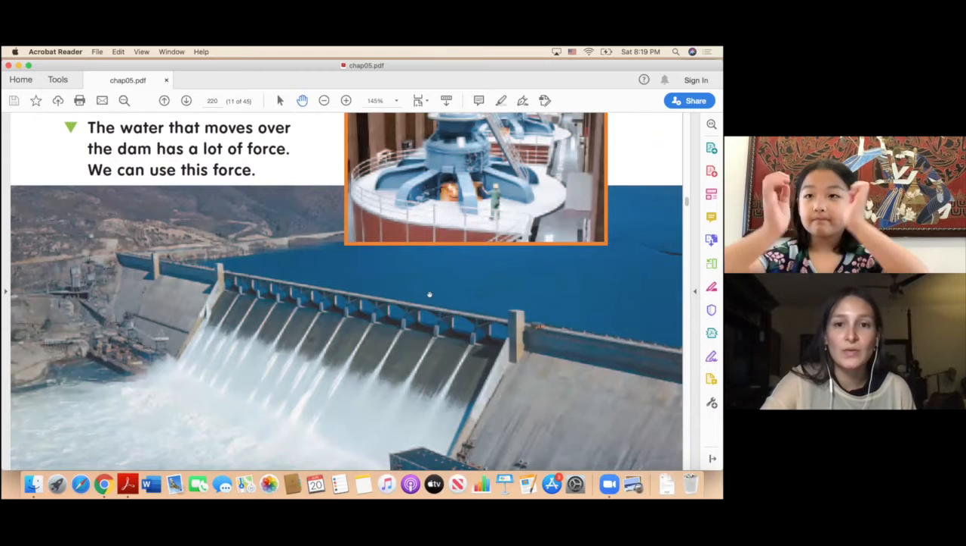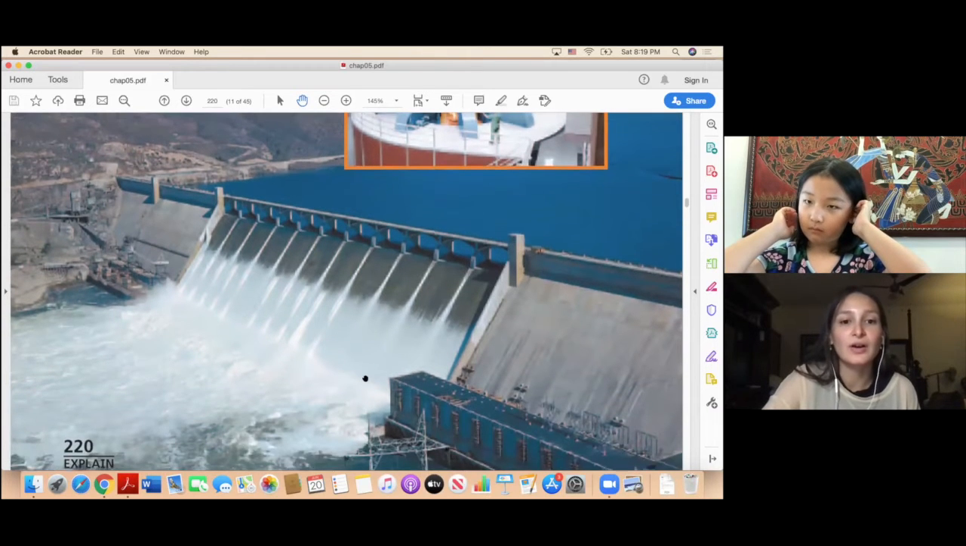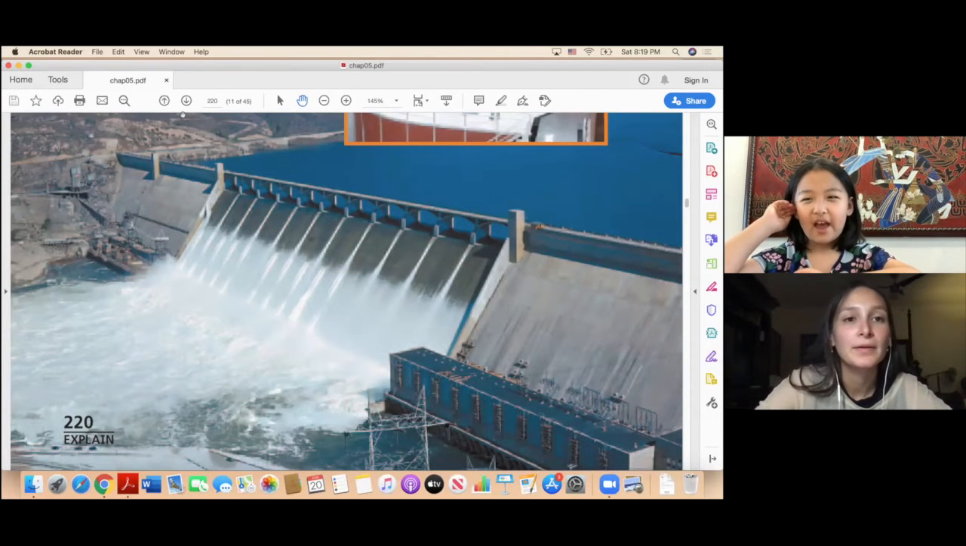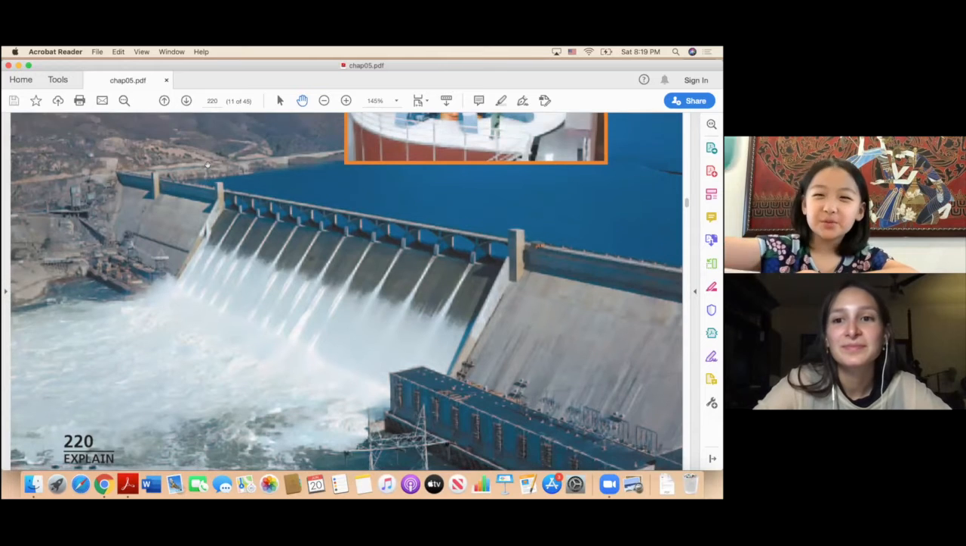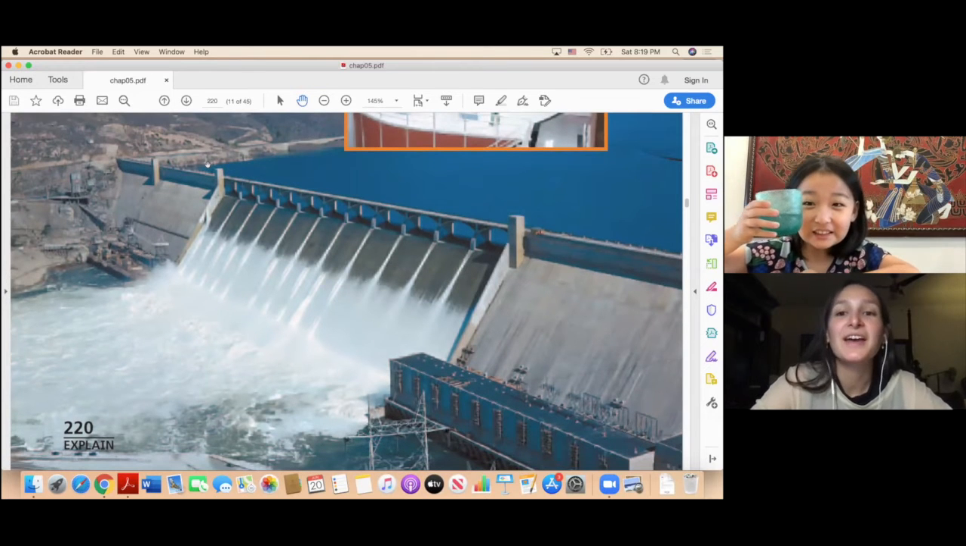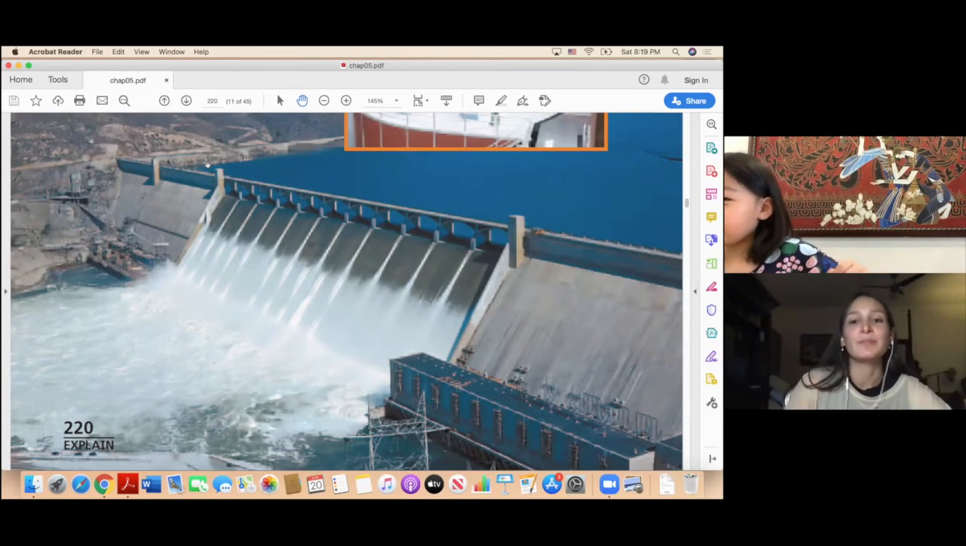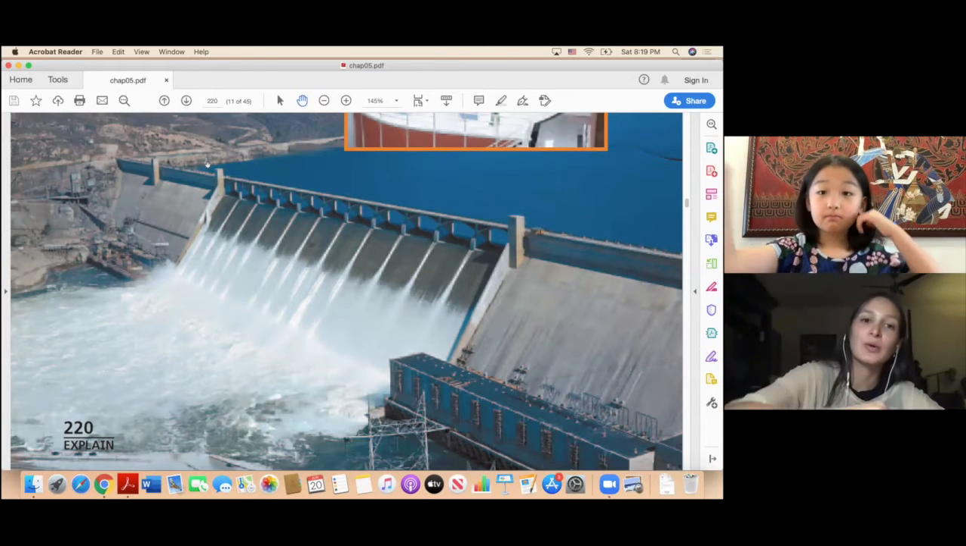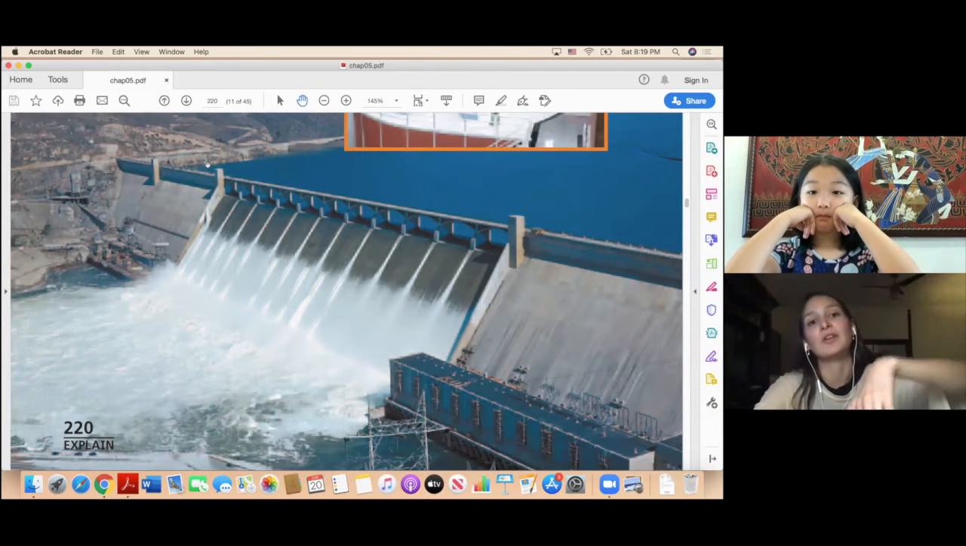And so when the water falls this way, it falls pretty hard. So it's also making energy when it falls so far down. Wait, energy? That means the energy moves water? Yes, well, water makes energy, but it has to have a lot of force. So when it falls down very quickly or from a place that's very, very high.